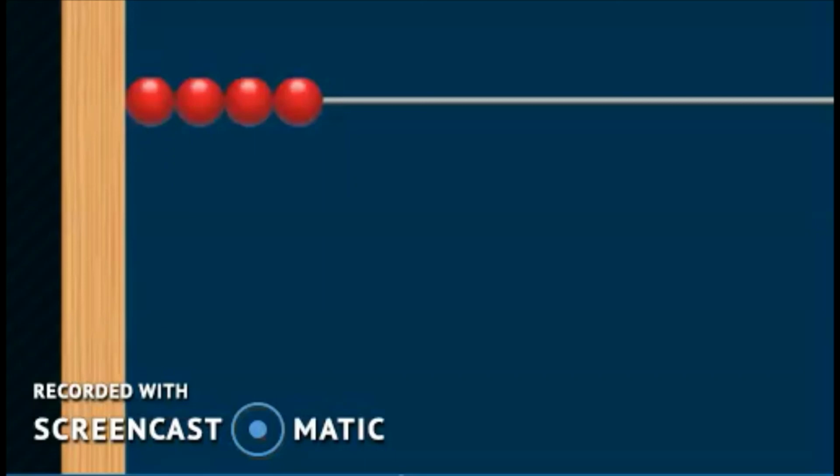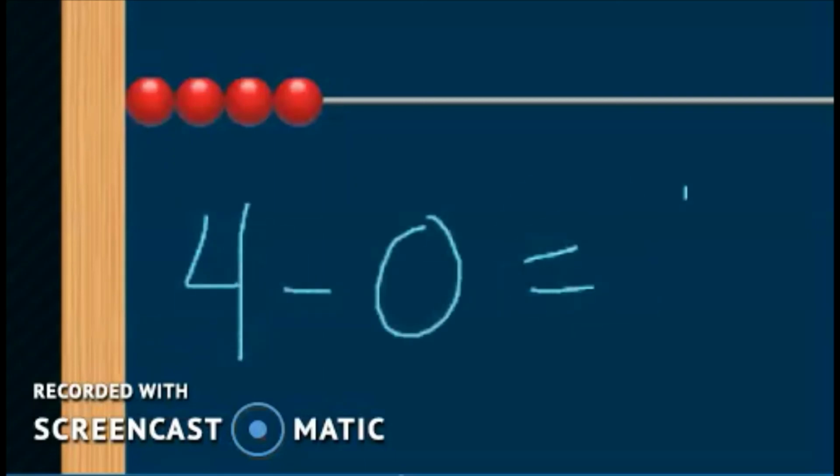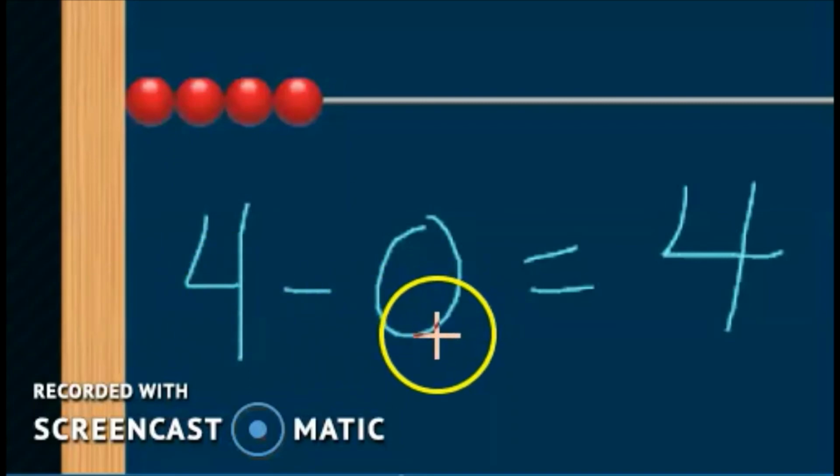Did you also get 4 minus 0 equals 4? If you did, that's correct. We started out with 4, we didn't take away anything, and we were still left with 4. Great job.